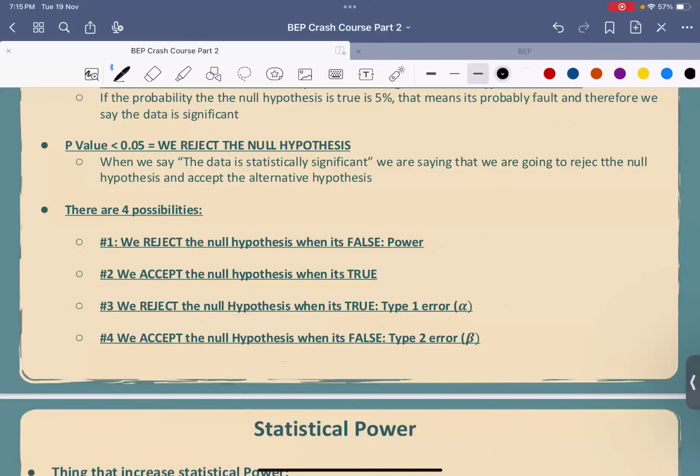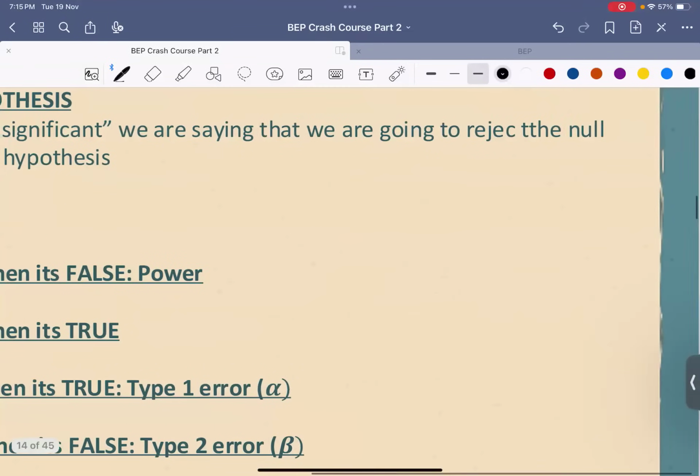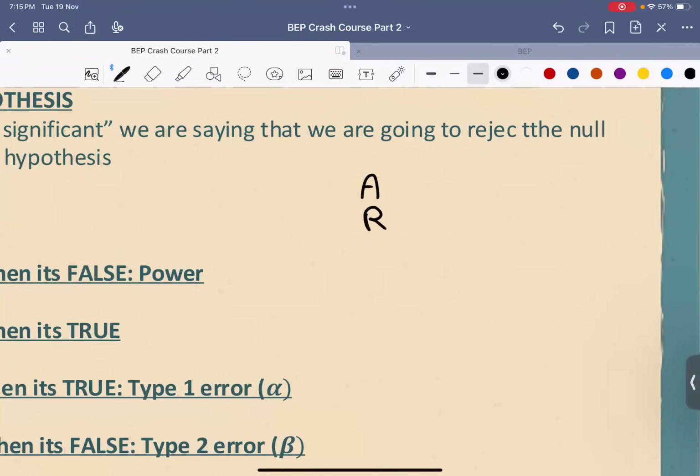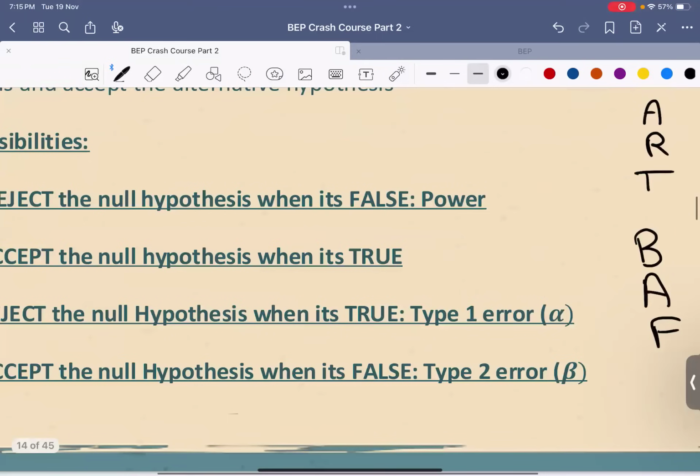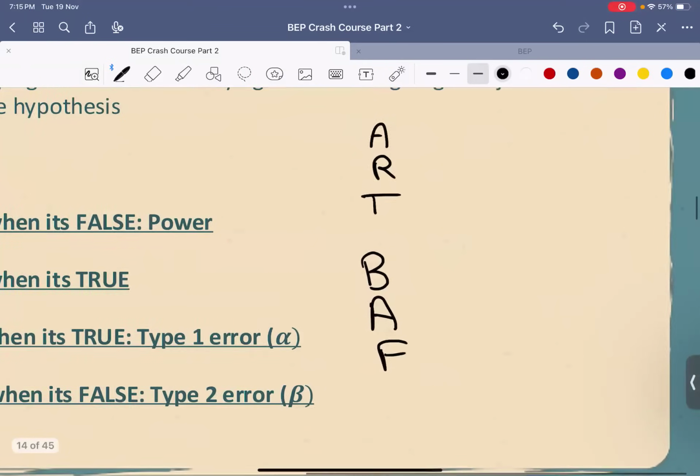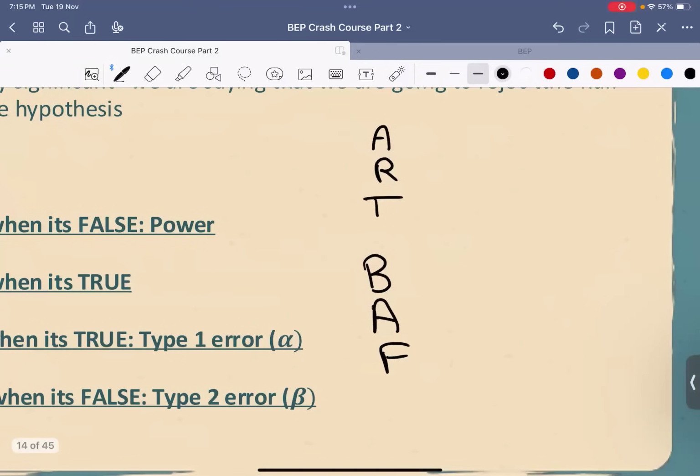Now, a way I like to remember it is "art bath". This is a mnemonic my friend gave to me 5 minutes before the exam. And honestly, I forgot everything I just told you guys, so I panicked in the exam. Then I remembered this mnemonic and it saved me all throughout the exam.